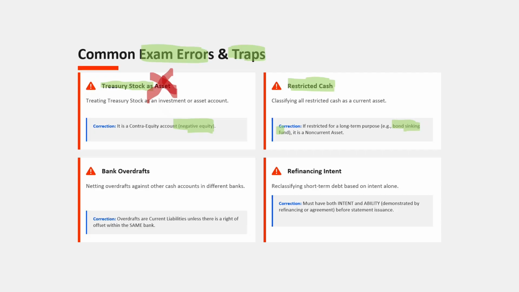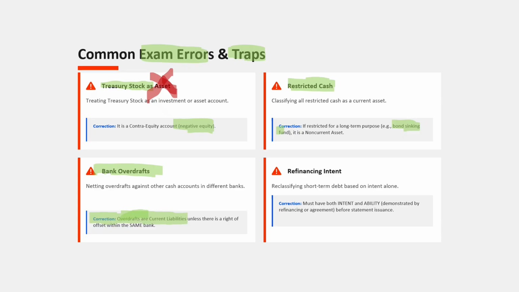The other one is the bank overdraft. That's basically about the offsetting. So you may see more in the simulations. If there are bank overdrafts in the same bank, same account, you can use the right to offset. Most of the time, you are not going to see that. So they are current liabilities. I consider overdrafts as current liabilities unless there is a right to offset within the same bank.